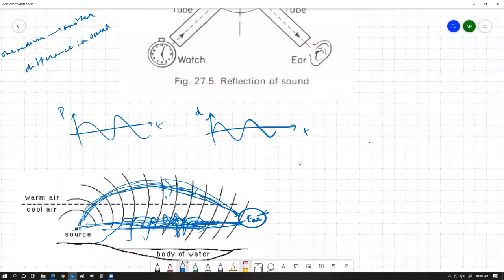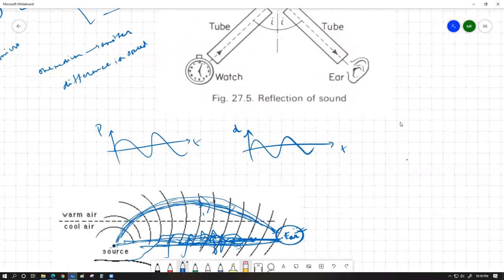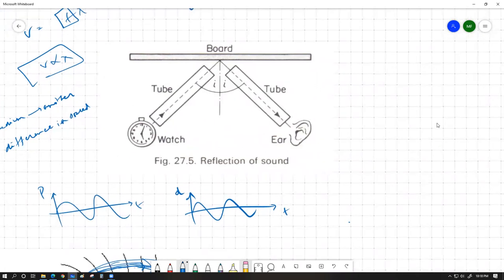Make sense? Yes, sir. Any questions so far, anyone? No, sir. Sir, I have a question. Yeah, go ahead. Sir, the only difference between these two is the time taken by the sound?